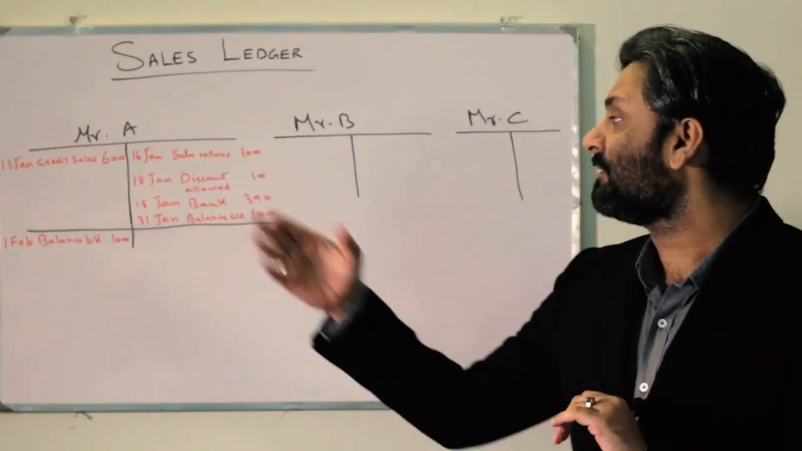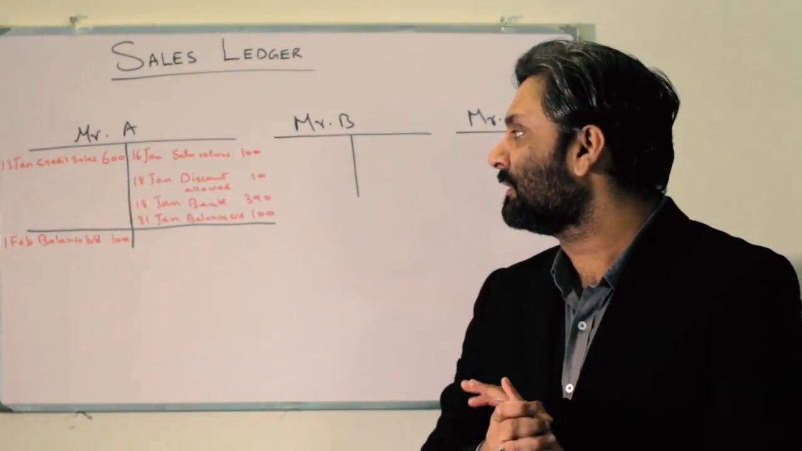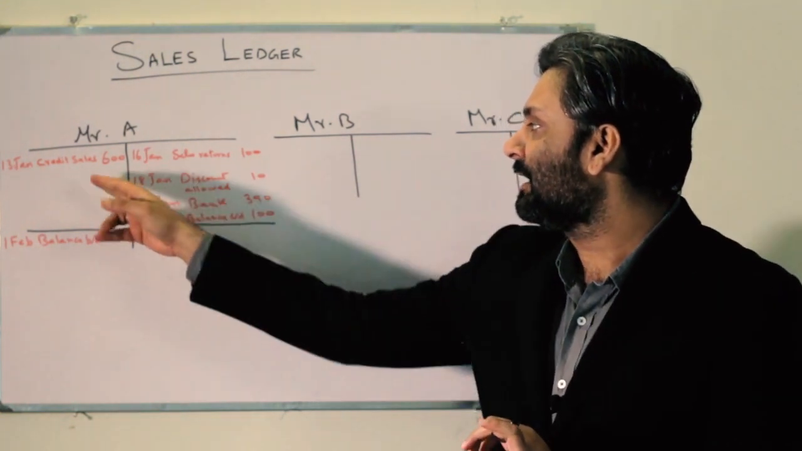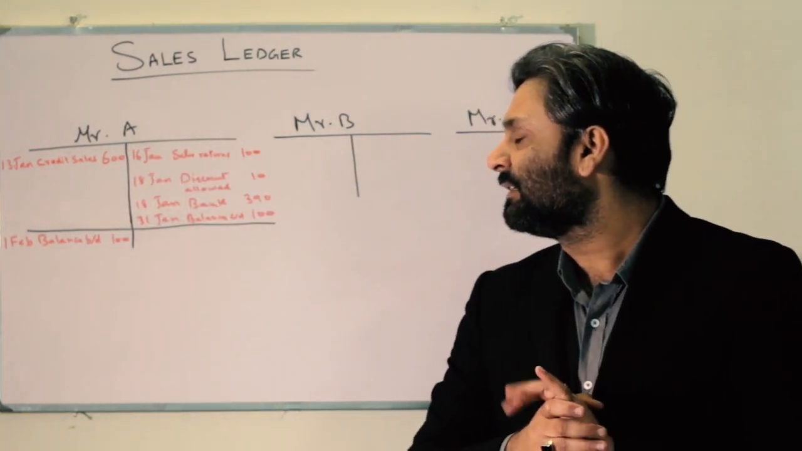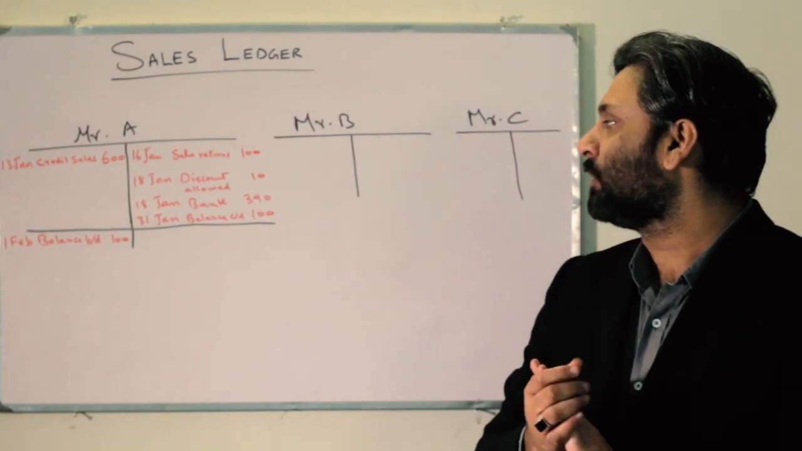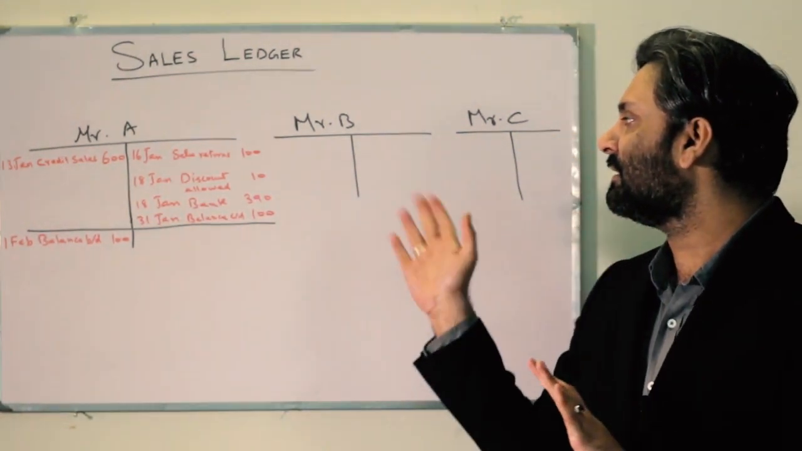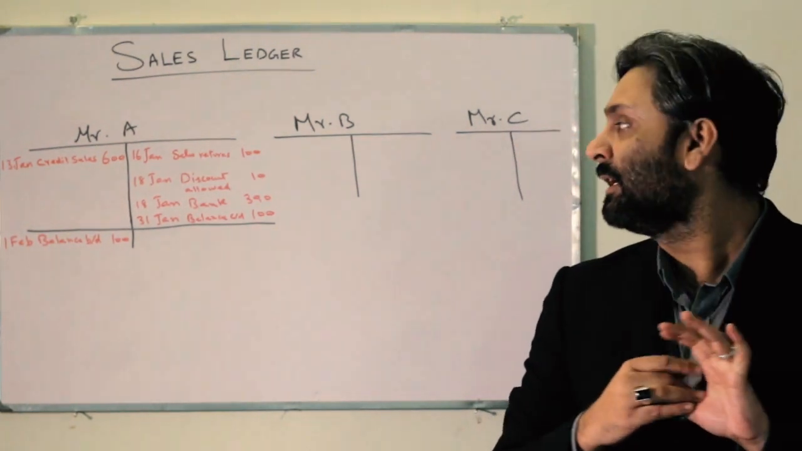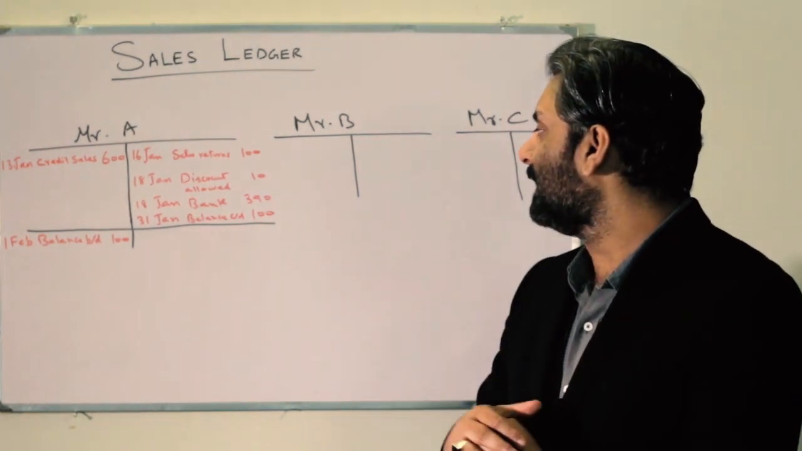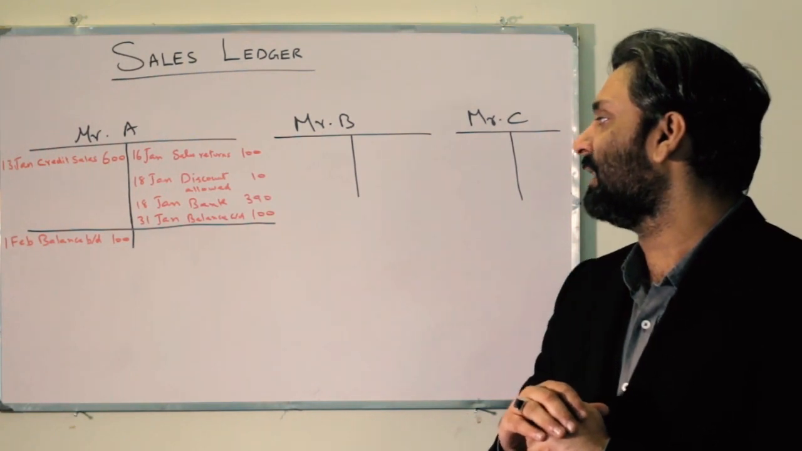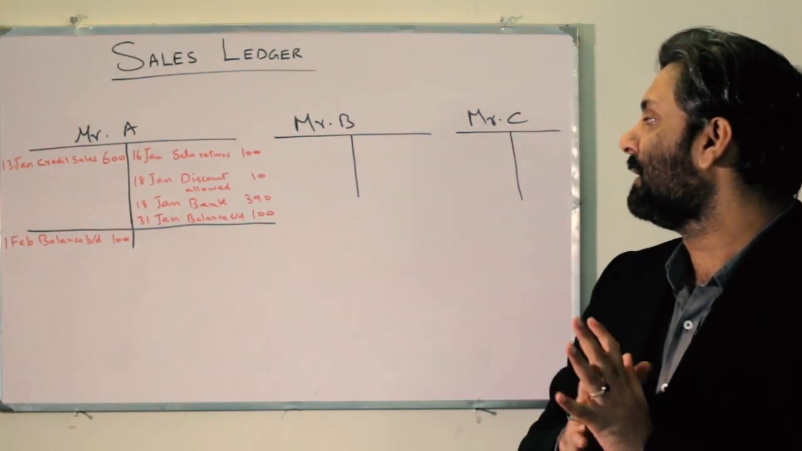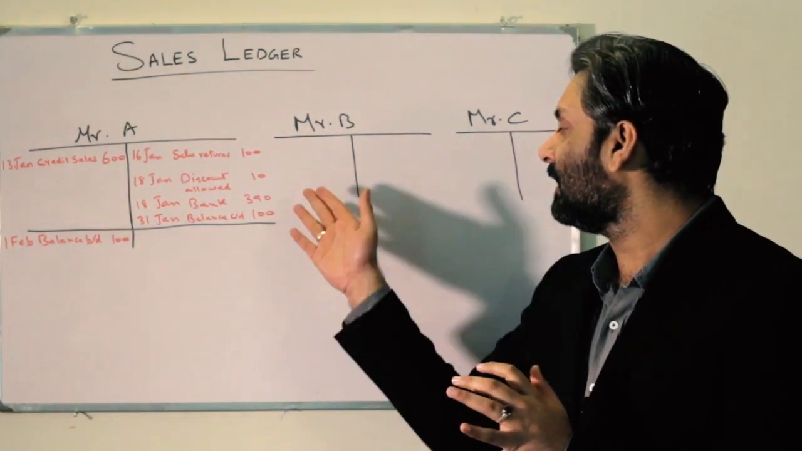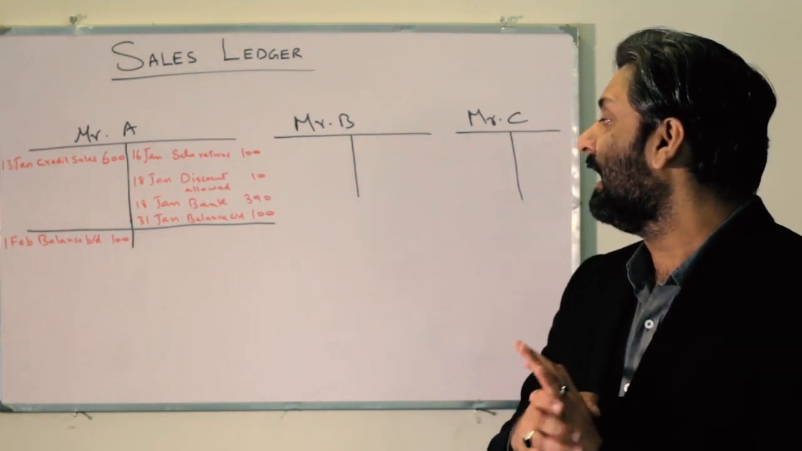I've written down three different customer names, or credit customers, or trade receivables, in this particular case. Mr. A is the customer to whom we made credit sales worth 600 on the 13th of January. On the 16th of January, he returned some of the goods, and we accepted the return by sending him a credit note. And then he decided to make a payment on the 18th of January.